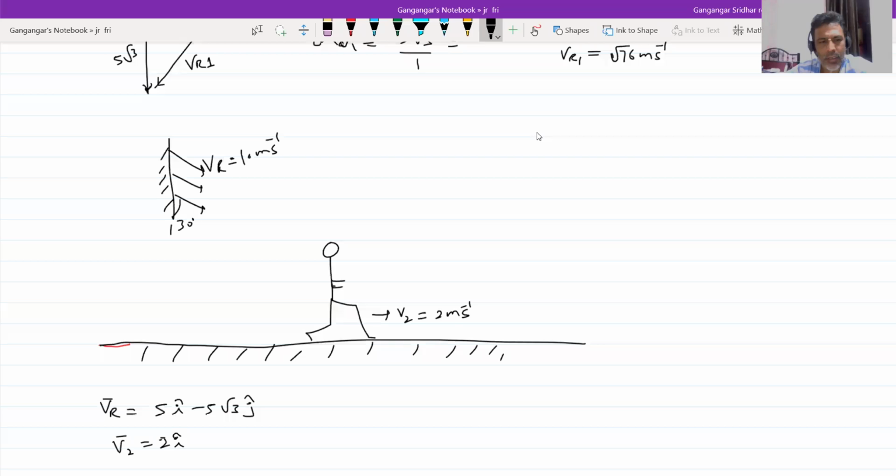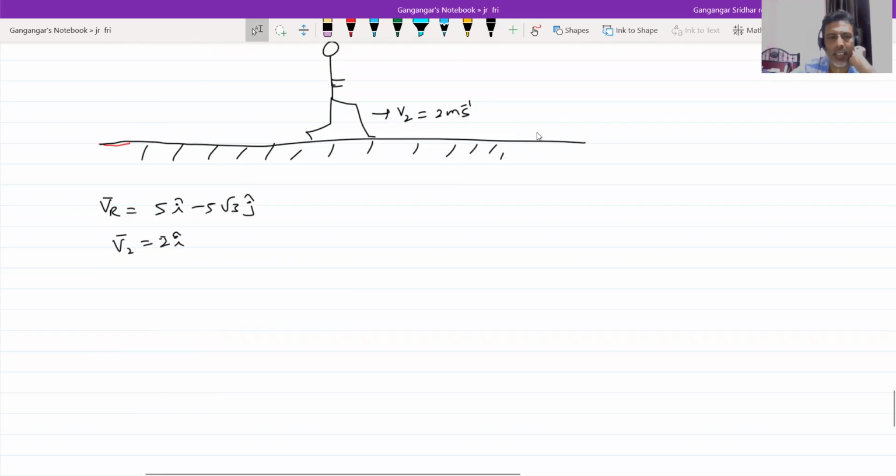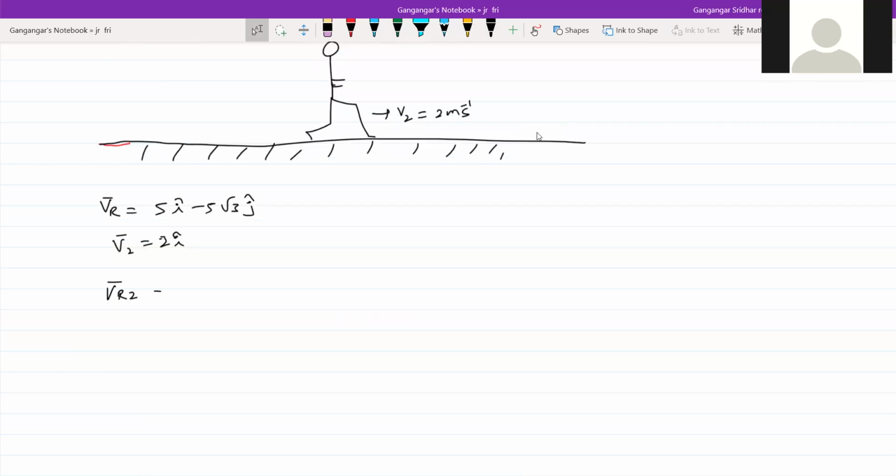Now, what should I find out? The velocity of rain with respect to the man. So if you want, you can write Vm, anything, or I just took V2 as the velocity. So we'll take the vector concept. VR2 is equal to VR bar minus V2 bar. VR bar is 5 i cap.